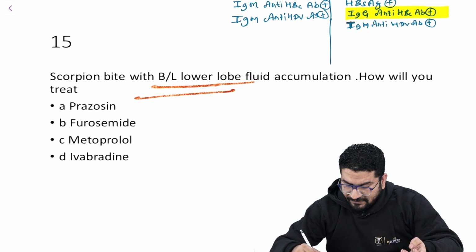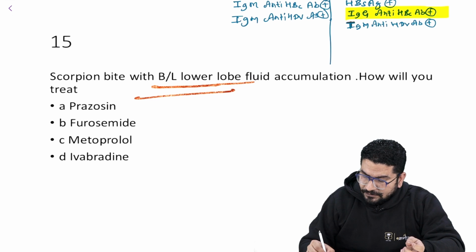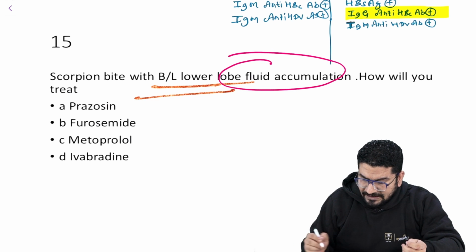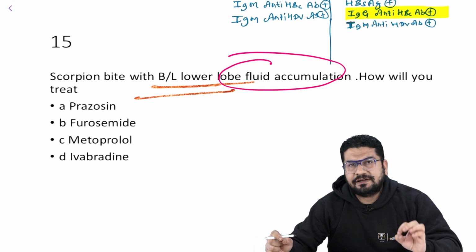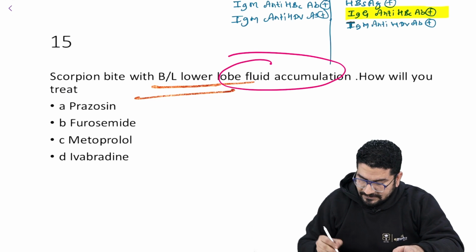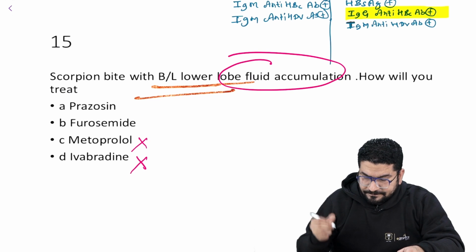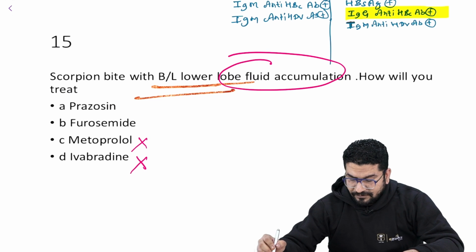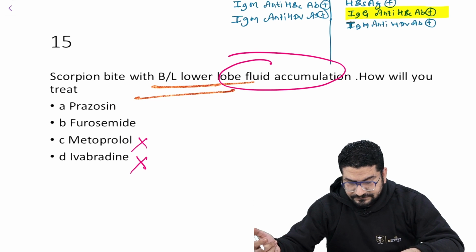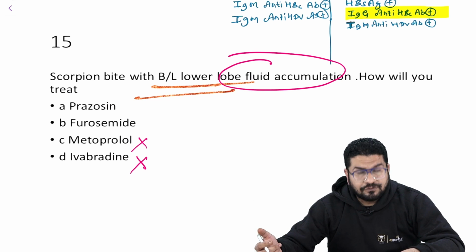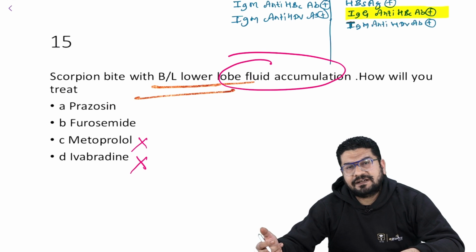Now understand, ivabradine may have a role. There is lower lobe fluid accumulation. Ivabradine is the drug acting on the funny current. It is used to provide bradycardia and will control the heart rate. Same with metoprolol. Metoprolol will do the same thing and control the heart rate if the patient has tachycardia. Now we are confused between two options: first is furosemide and second is prazosin.